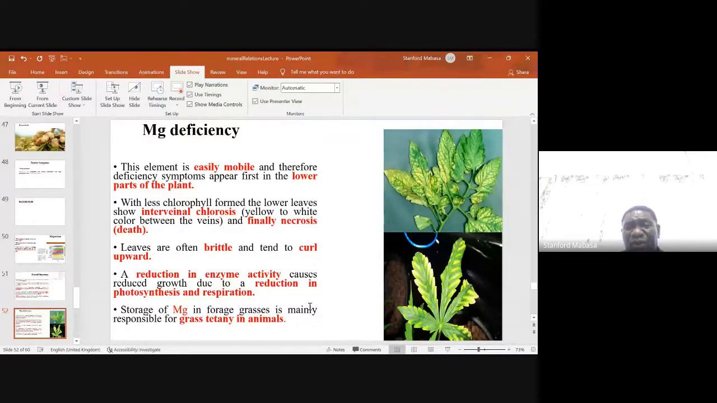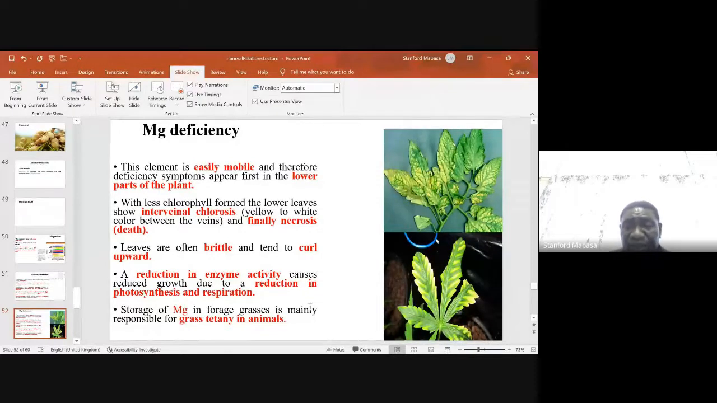Probably this is how you can distinguish it from nitrogen deficiency, where the whole leaf can have chlorosis or yellow, but with magnesium, some parts of the leaf become yellow, but the veins maintain their greenness.